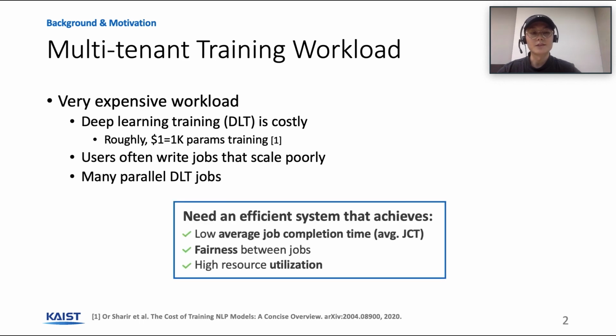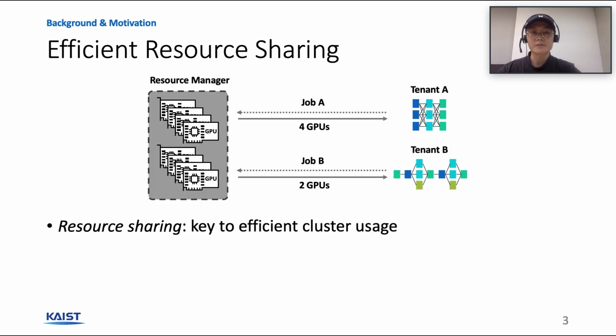We need an efficient system to reduce the huge cost, which has several design goals like reducing average job completion time, handling job fairness, and increasing resource utilization. In this work, we investigate efficient resource sharing for DLT jobs. Resource sharing algorithm is the key to efficient cluster usage.